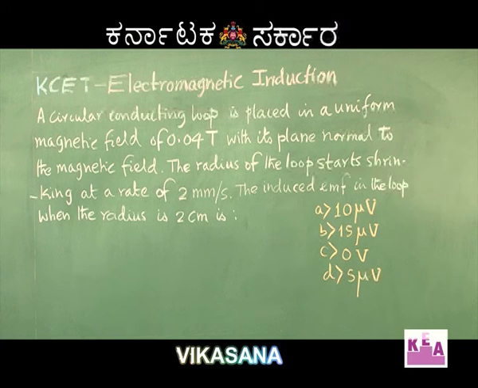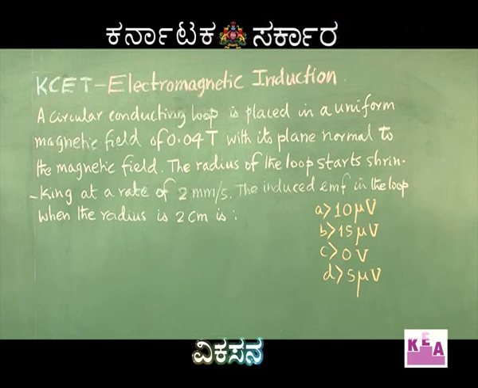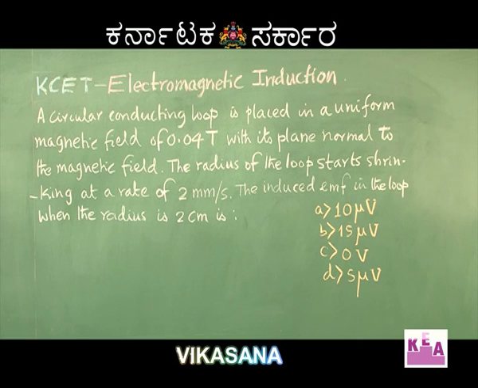A circular conducting loop is placed in a uniform magnetic field of 0.04 Tesla with its plane normal to the magnetic field. The radius of the loop starts shrinking at a rate of 2 millimeter per second. The induced EMF in the loop when the radius is 2 centimeters is A 10 microvolt, B 15 microvolt, C 0 volt and D 5 microvolt.